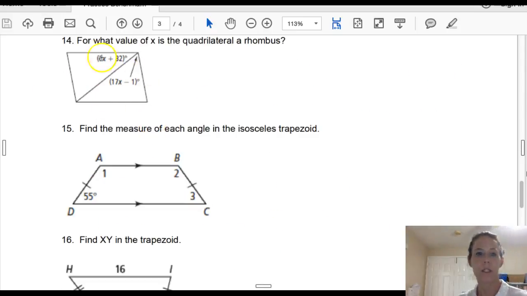All right, so for 14, for what value of x is the quadrilateral a rhombus? Well, you need to know properties of rhombuses. You know they have 4 sides congruent. You also know in a rhombus, and you can look at some of the properties in section 5.5, you have properties of rhombuses.